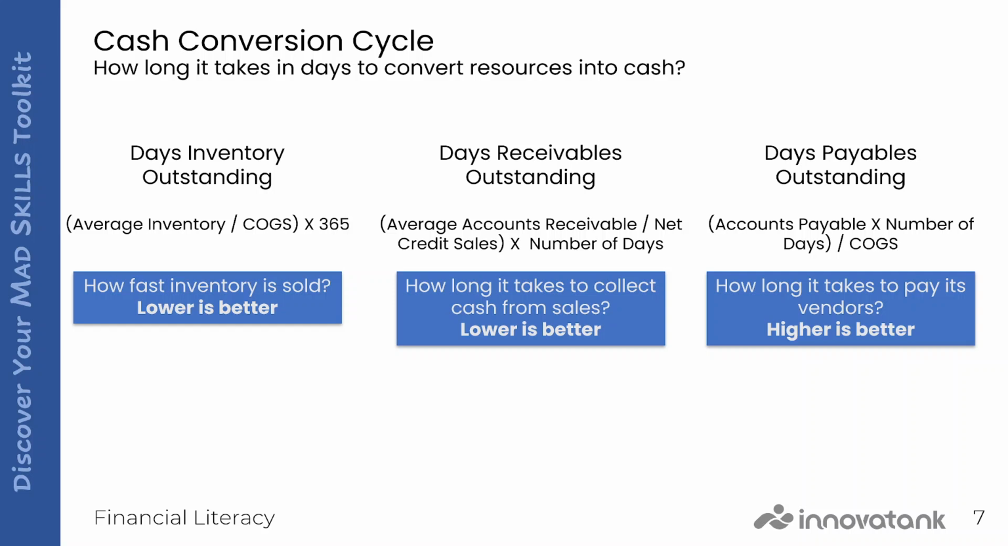Cash conversion cycle, looking at the days inventory outstanding, days receivable outstanding, days payable outstanding, looking at how fast inventory is sold, how long does it take to collect on that, how long does it take vendors to pay. And again, you'll notice here that it varies in terms of whether lower or higher is better. But the idea here is to look at how efficient is that firm in getting cash in order to pay its bills.